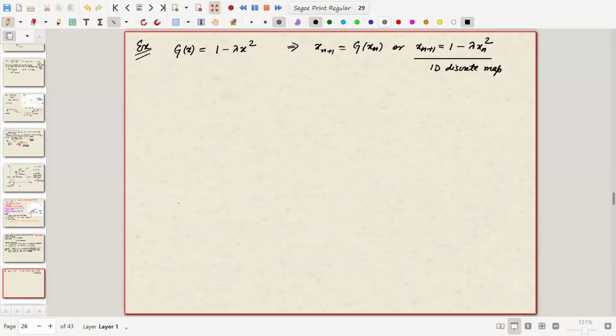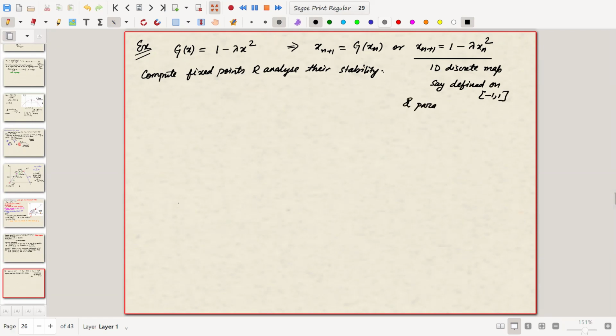My question is: compute the fixed points and analyze their stability. I will tell you where this function is defined. This function is defined on -1 to 1, and the parameter lambda can be in the range 0 to 2.